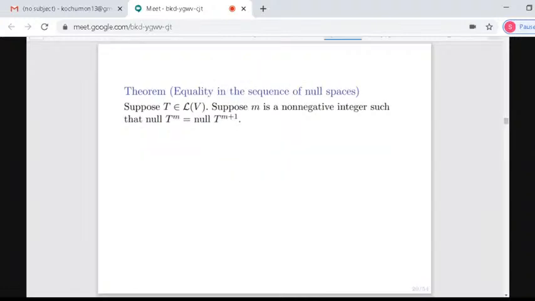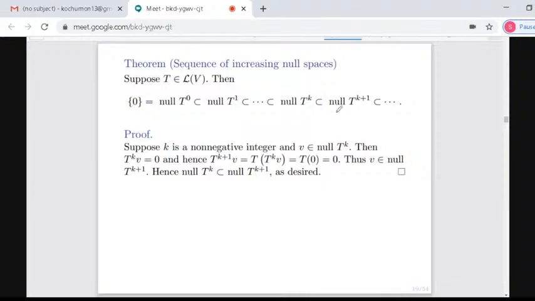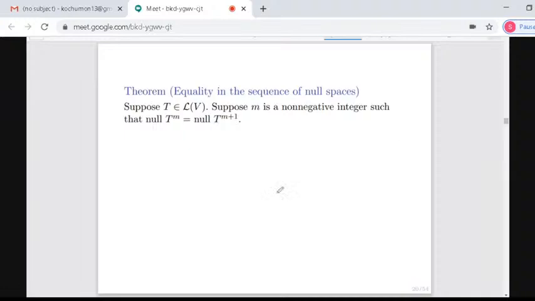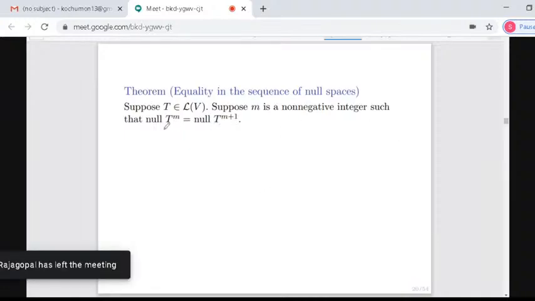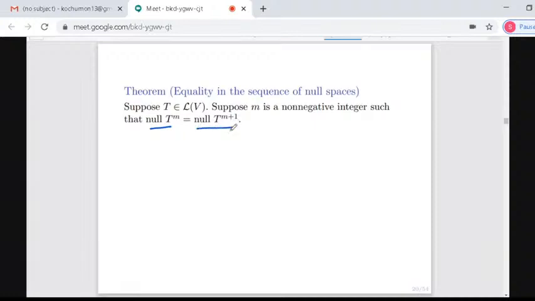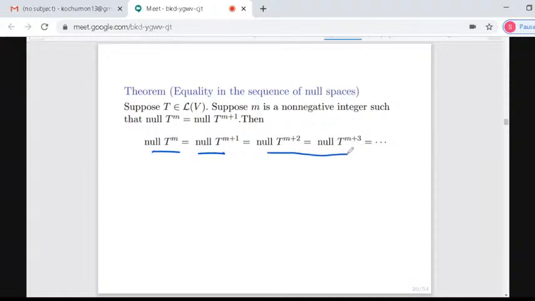Now, but it cannot grow forever. That is the point. This keeps on increasing, but since we are living in a finite dimensional world, it cannot go on forever. So that will come. Initially I will show that if you have some place where the null space of T to the power m is equal to the null space of T to the power m plus 1, then everything else is also the same. Suppose you had this equality, then everything else will also be the same. That is one thing which we can observe.